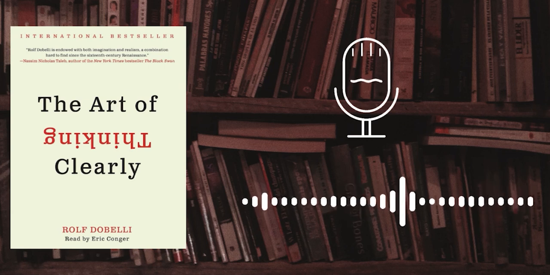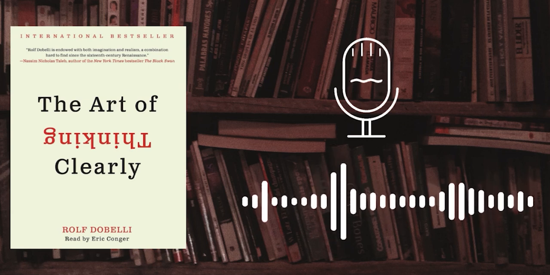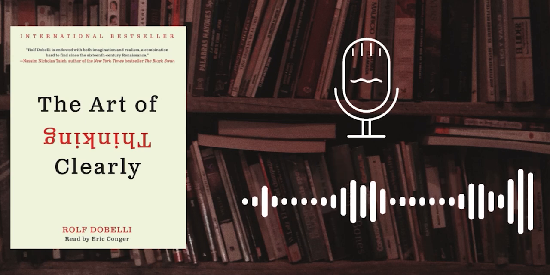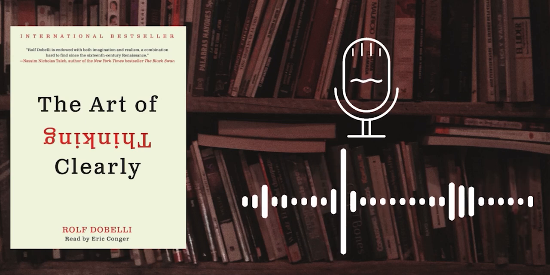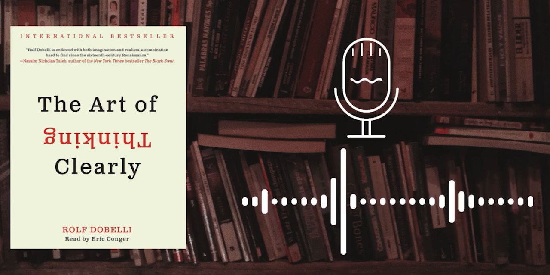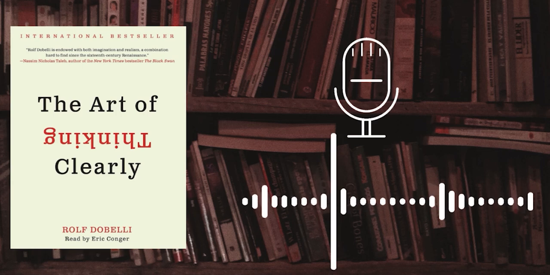Illusion of transparency. The illusion of transparency is the tendency to overestimate the extent to which others can understand our internal states. This can lead to miscommunication and misunderstandings. Understanding this illusion helps us communicate more clearly and effectively.